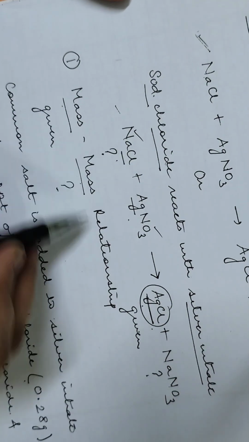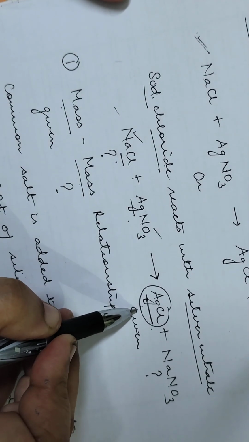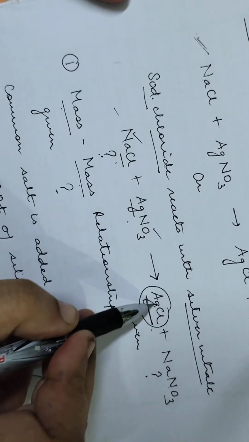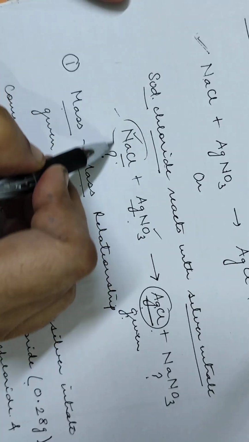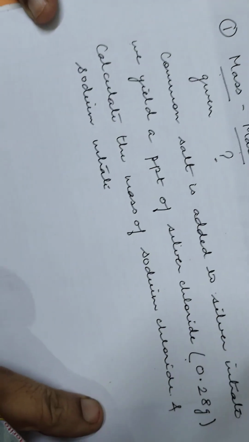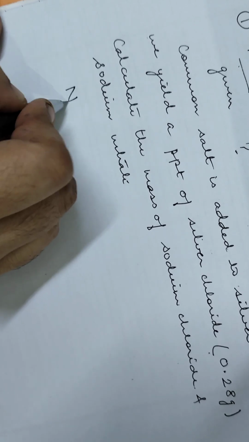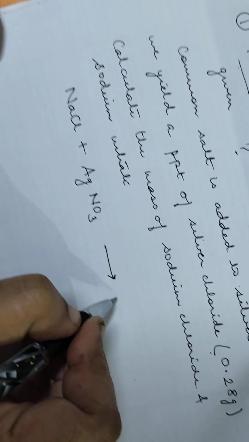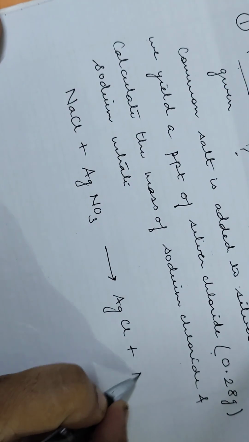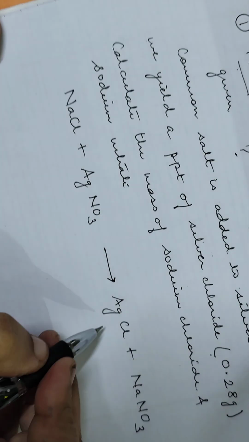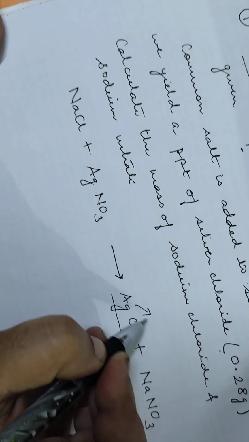I told you, mass-mass relationship. That is, one mass is given and another mass is calculated. So the mass of AgCl is given to you. And you are asked what will be the mass of NaCl required and what will be the mass of NaNO3 formed. So in order to solve this type of mass-mass relationship question, we will first copy down the equation and afterwards we will see what is given to us and what is asked. Now AgCl is given to us.